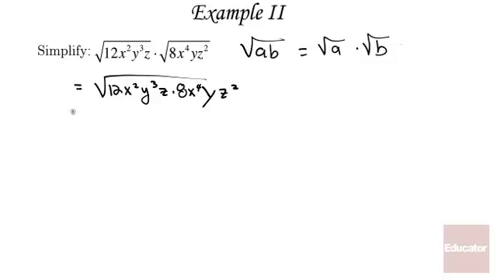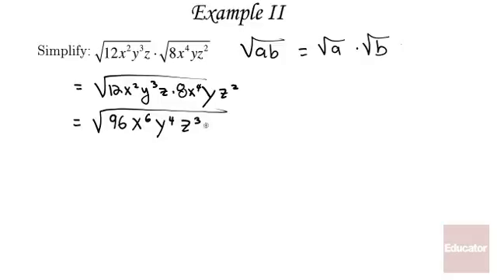Now that I have all this under one radical, I can just go ahead and multiply this all out. I'm going to multiply 12 times 8 to get 96. X squared times x to the fourth, I'm going to add the exponents to get x to the sixth. Y cubed times y, 3 plus 1 gives me y to the fourth, and z times z squared to get z cubed. Okay, so I'm looking at what I have, and I see that I do have an expression that needs to be simplified further because multiple terms here contain perfect squares.